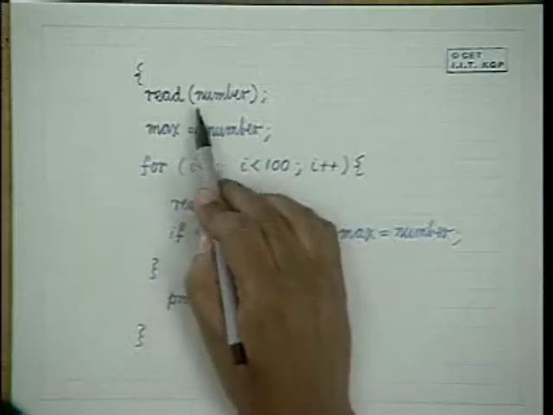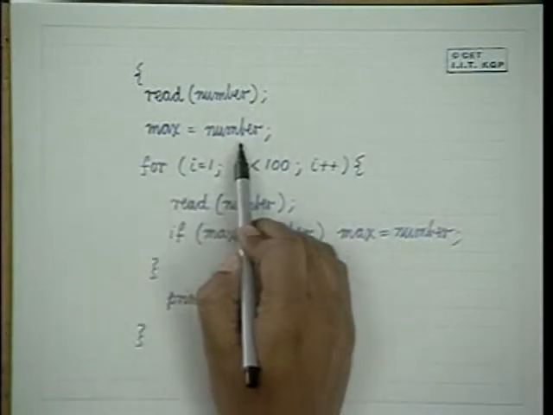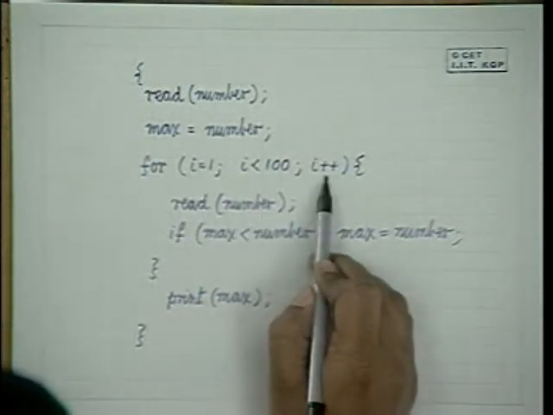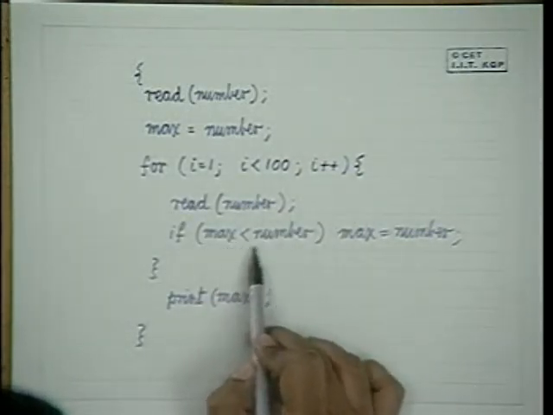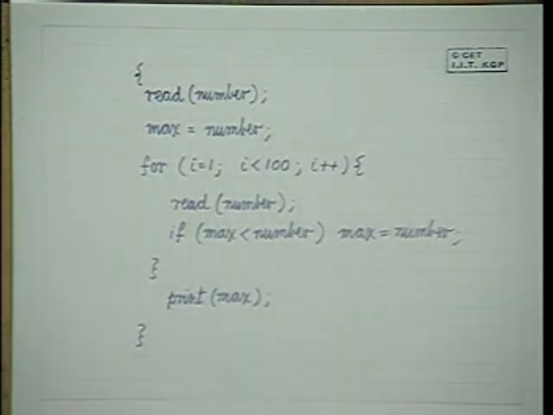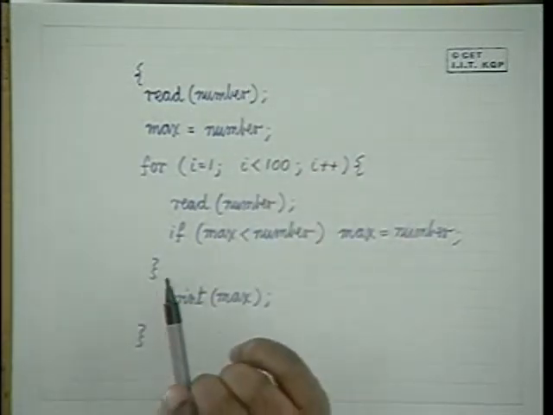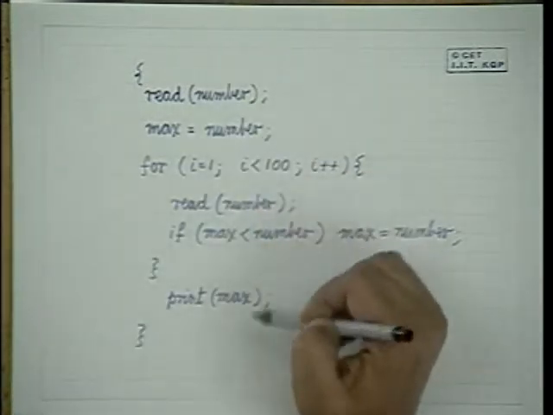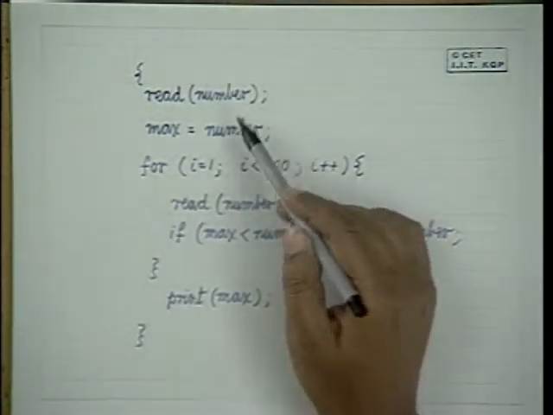For example, how would we compare programs to find the maximum of n, say 100, elements? Let us have a look at this program. We read a number, max equal to number, for I equal to 1, I less than n, I plus plus, read number, if max is less than number, max equal to number, print max. Now this will be converted to machine instruction code, but having a look at this code itself, we can make a reasonable assumption as to how many steps this is going to take.